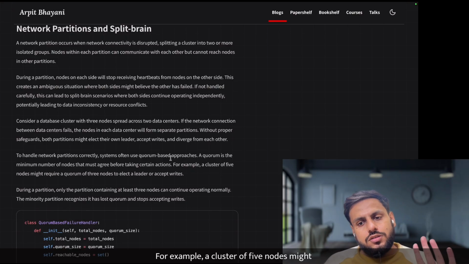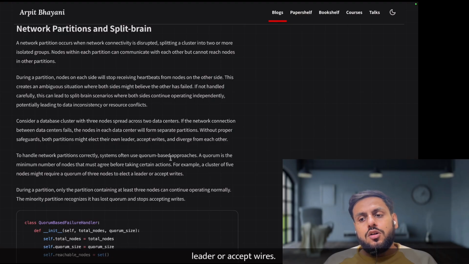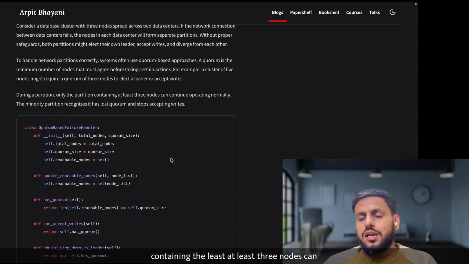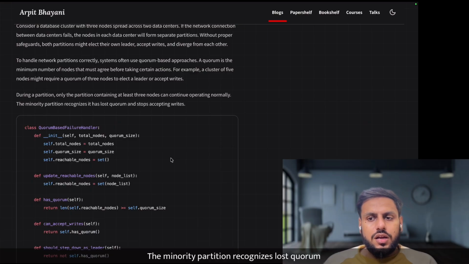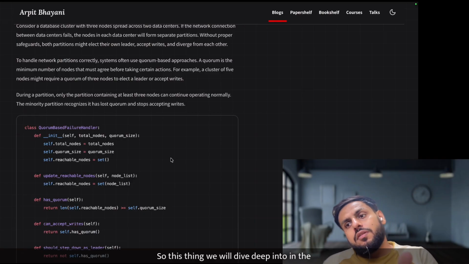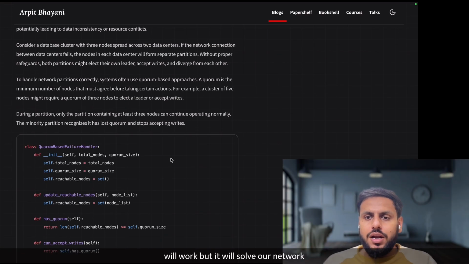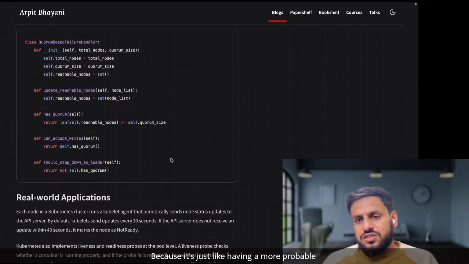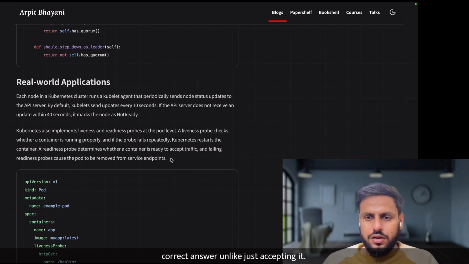For example, a cluster of 5 nodes might require a quorum of 3 nodes to elect a leader or accept writes. During a partition, only the partition containing at least 3 nodes can continue operating normally. The minority partition recognizes it has lost quorum and stops accepting writes. Okay. This thing we will dive deep into in future videos, like how this quorum scenario will work, but it will solve our network partitioning problem. Because it's like having a more probable correct answer, unlike just accepting everything.